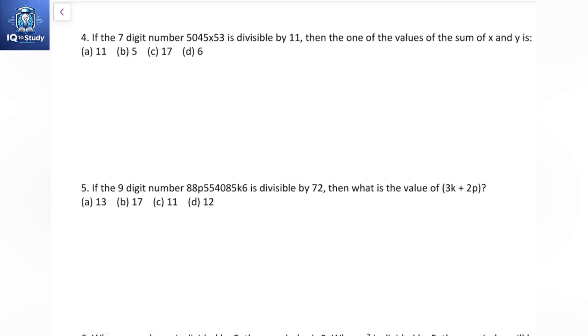If the 7-digit number 504x5y3 is divisible by 11, then one of the values of the sum of x and y is what? Given the number is 504x5y3.